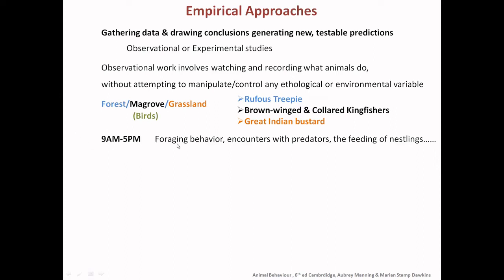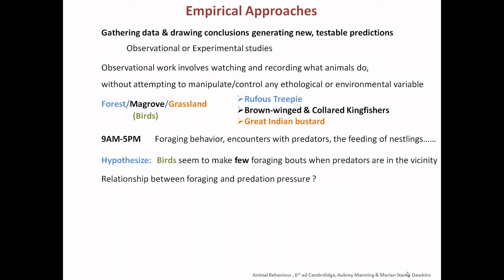to 5 p.m. and started observing foraging behavior, meaning collecting food in the natural way, encounters with predators, how many times these birds encounter predators, and the feeding of the nestlings. Then we hypothesize, based on the observation, that birds seem to make fewer foraging bouts when predators are in the vicinity. When there are predators in the surroundings, they don't go out for foraging. This is our hypothesis. We need to prove it.